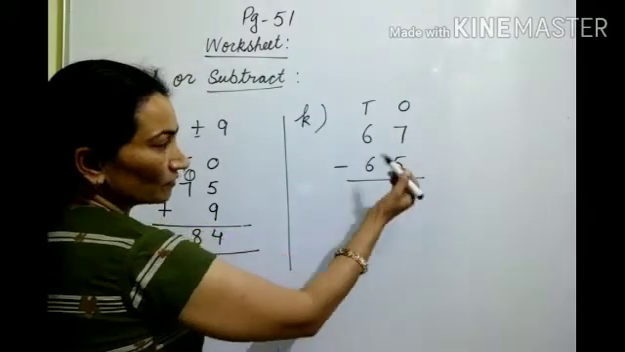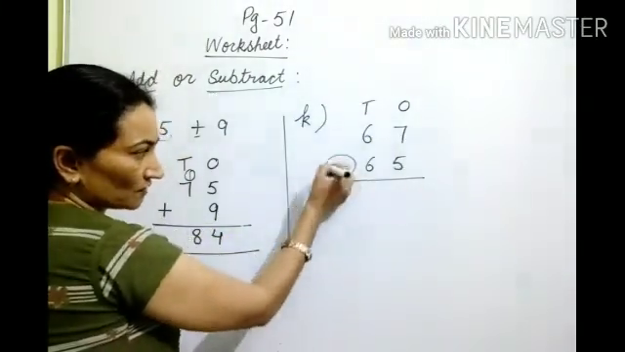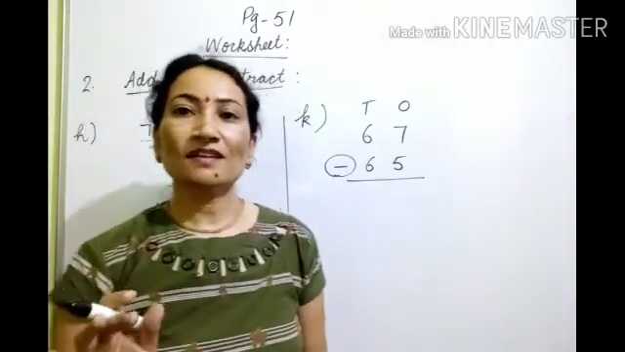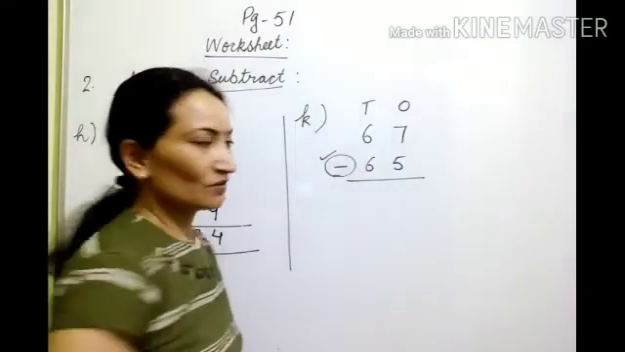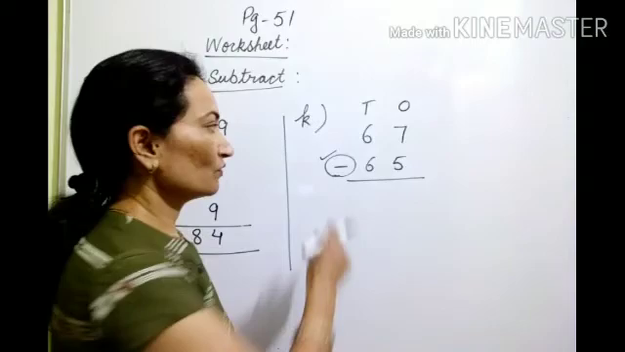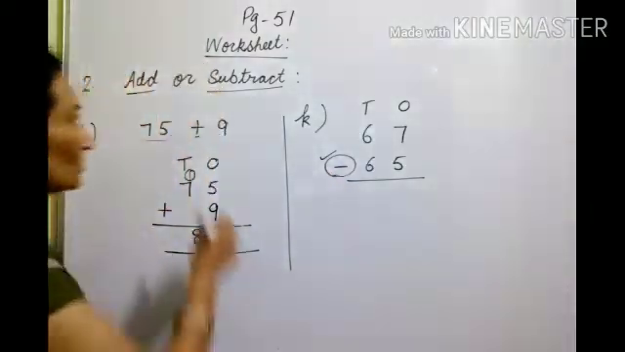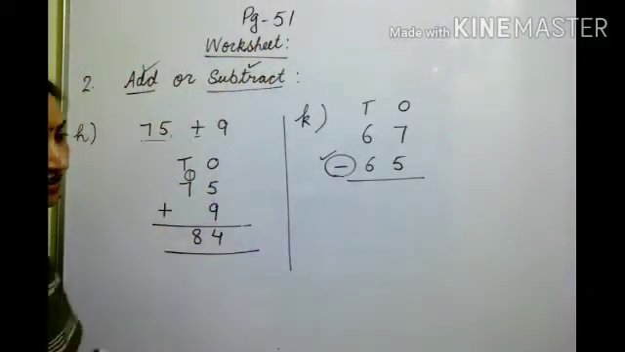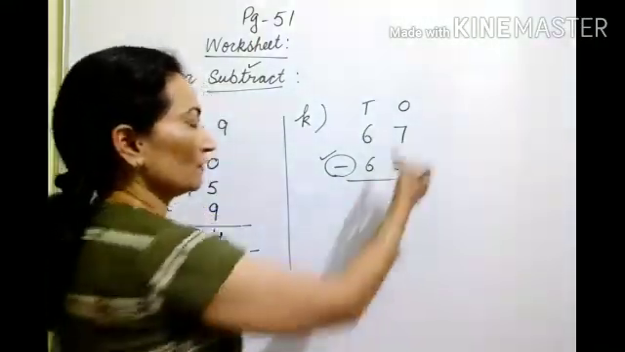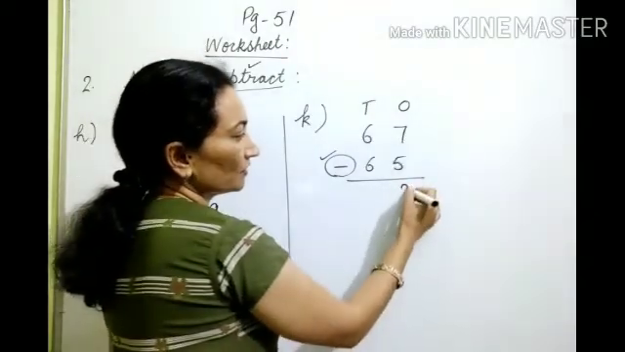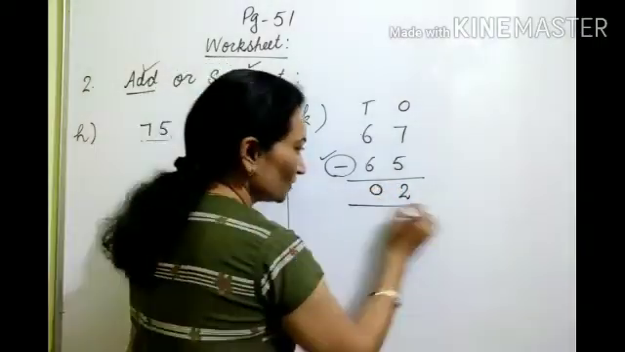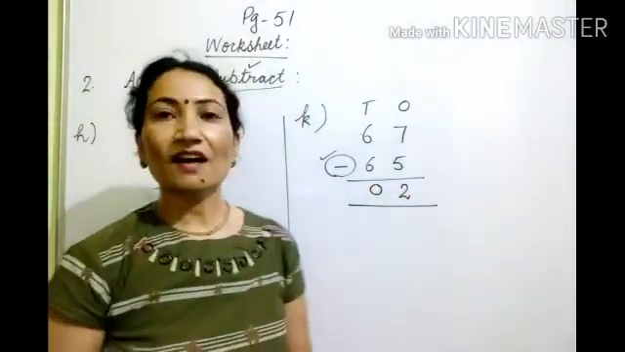Now starting from the ones place. What to do? The symbol is minus. Many students, they don't see what symbol is given. They do it in a hurry. You will not do like this. You will see what sign is given, because questions are of both operations, addition and subtraction. You will see carefully, then you will solve. 7 minus 5 will give you 2. 6 minus 6 will give you 0. So 2 is our answer.